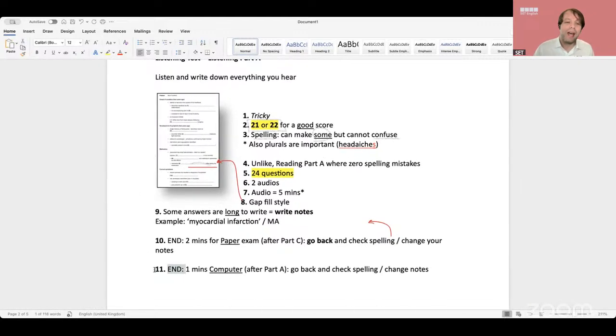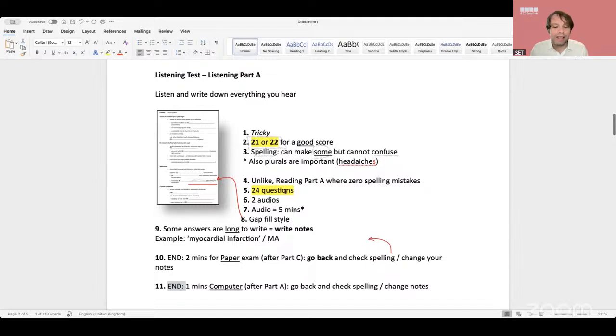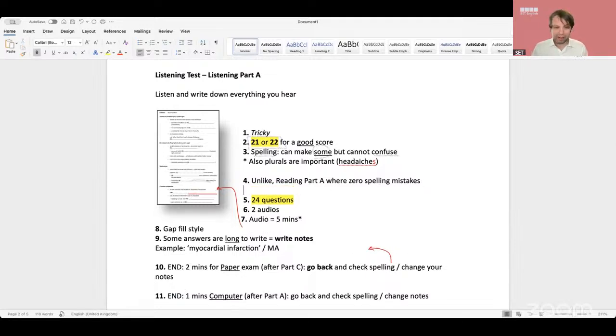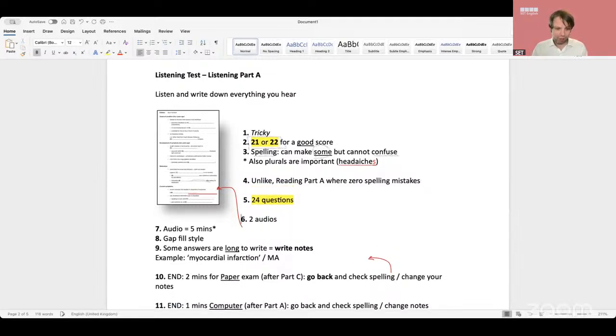Okay, does anyone have any doubts or questions about this test? Anyone want to say anything or make a comment even?